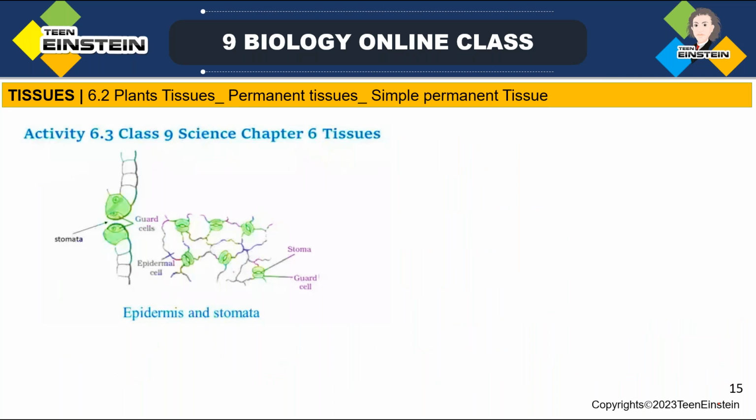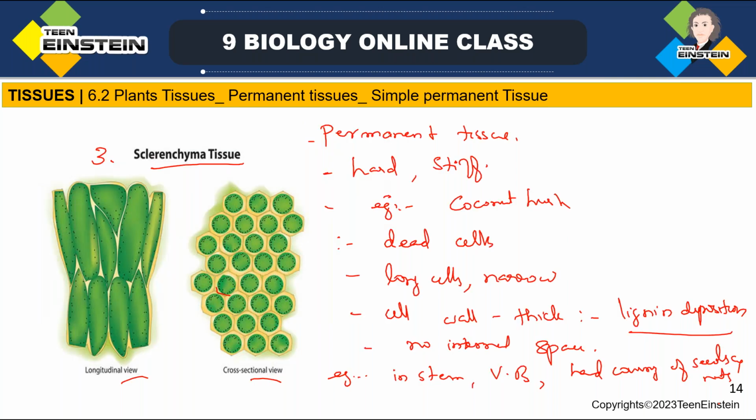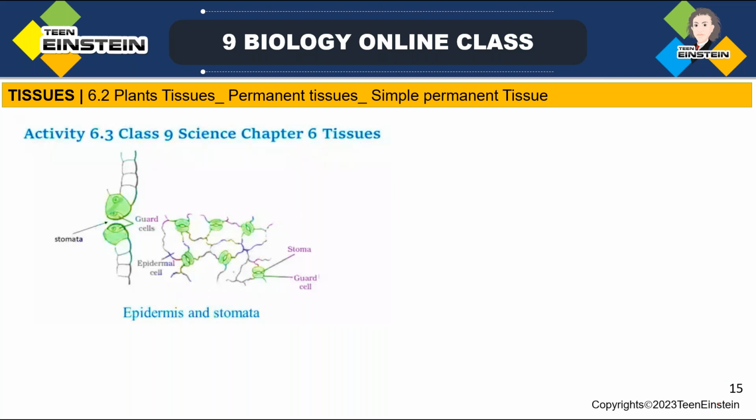Next comes one activity. Activity 6.3 of chapter 9, Tissues. In that, they are asking you to take a freshly plucked leaf of Rhoeo. Rhoeo fresh leaf. Then stretch that leaf.